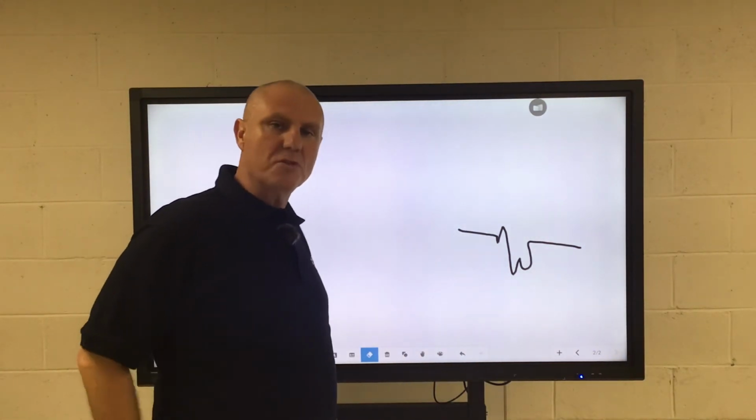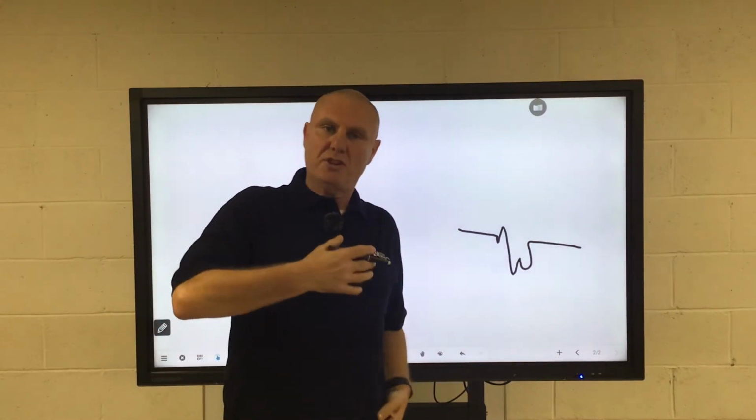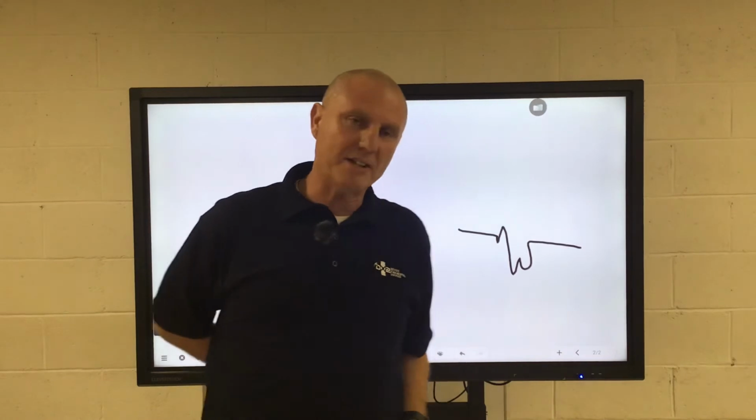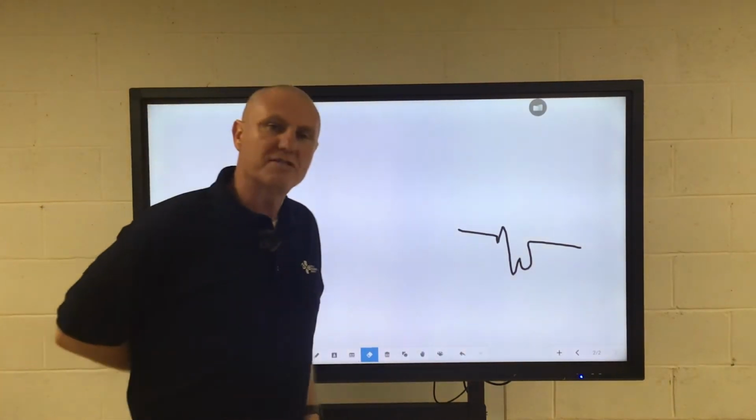If, however, I just see ST depression on its own on the anterior leads, but I don't see elevation, then where's the injury? If I'm seeing depression on the front, maybe the injury's on the back, but we don't currently place electrodes on the back to look for STEMIs.